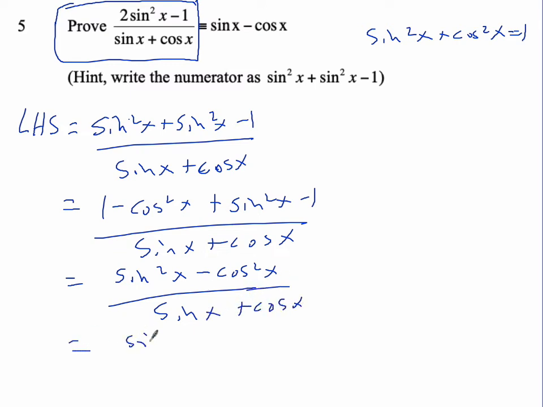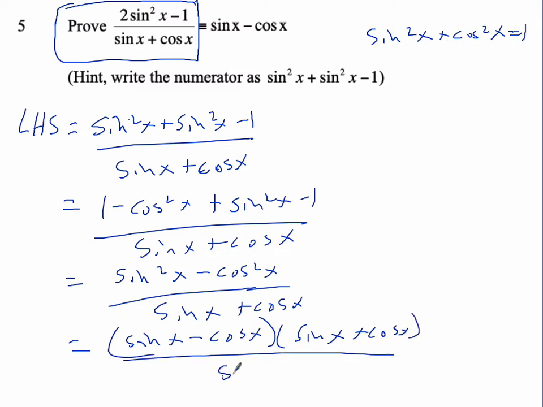You can factorize the numerator. Okay. And you get what's required. You get sine x minus cosine x, so you're done. Okay, so remember, start with one side and work with that.